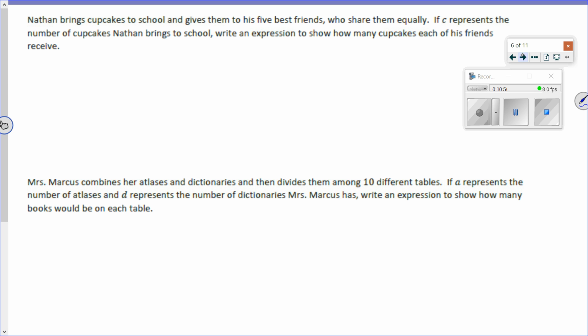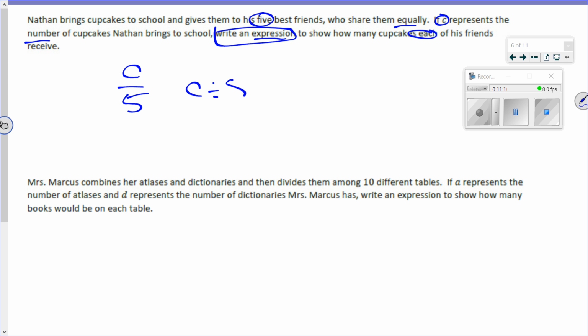Okay, Nathan brings cupcakes to give to his 5 best friends who share them equally. If C represents the number of cupcakes he brings to school, write an expression to show how many cupcakes each of his friends gets. Should have been easy. He had good intentions. How much would they have gotten had he not gotten hungry and eaten them all?